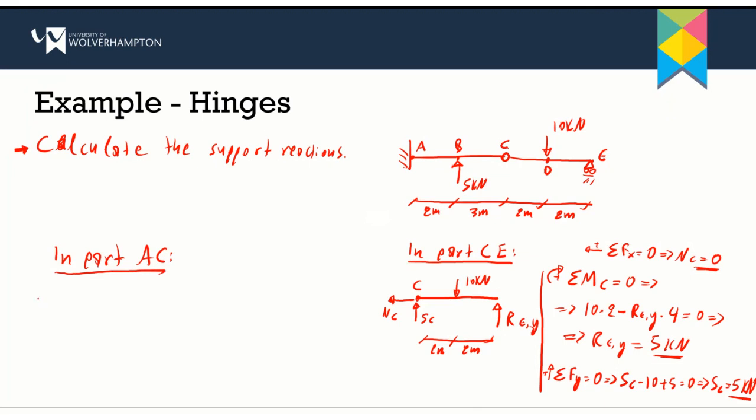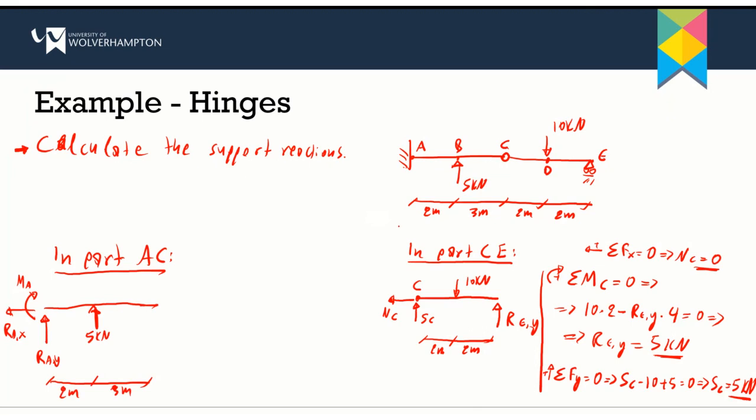So here I will have a vertical reaction, RAy, a horizontal reaction, RAx, and the bending moment, MA. I have a 5 kN force over here. This is 2 meters, this is 3 meters.